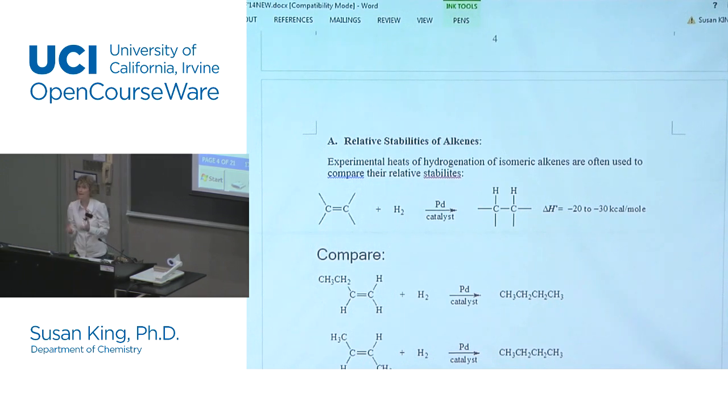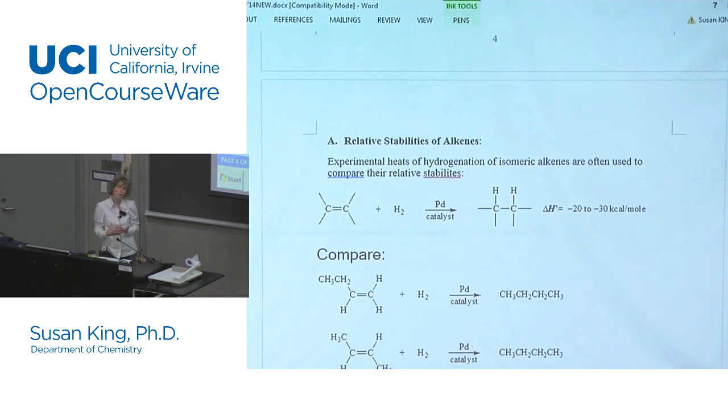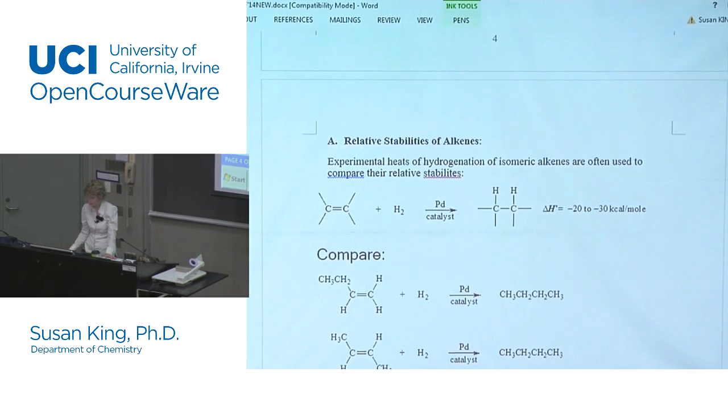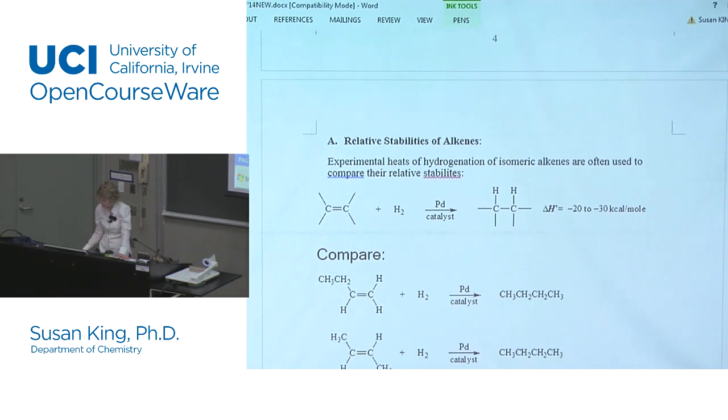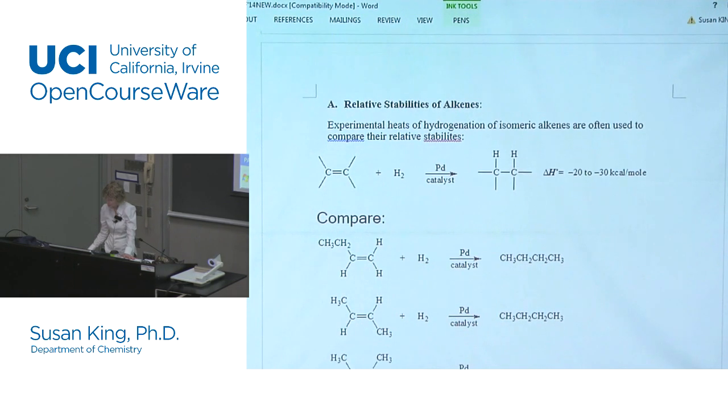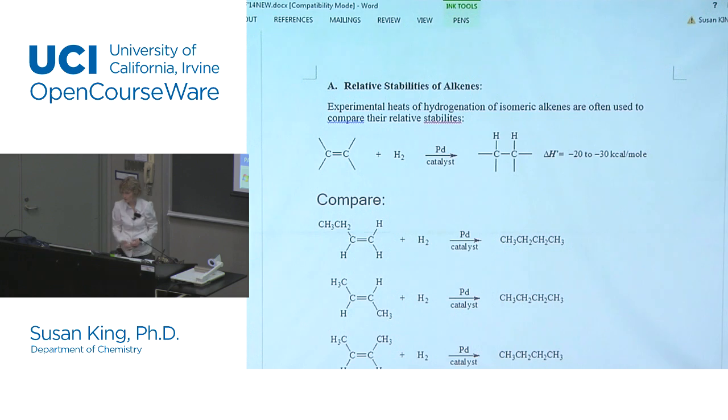In this chapter it's going to be really important that we know relative stabilities of alkenes, because we're going to be making alkenes and sometimes we can make more than one alkene. We want to be able to predict the best one, the one that's going to be our major product. So we need to know a little bit about stability. One way we can figure out stability is to use heats of hydrogenation.